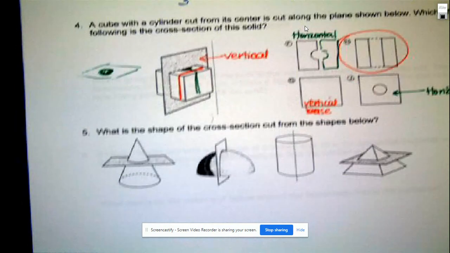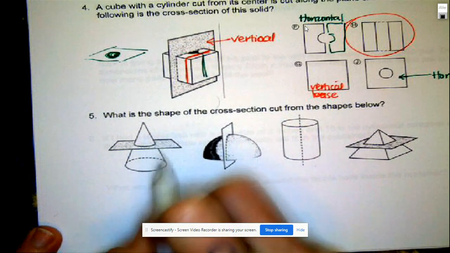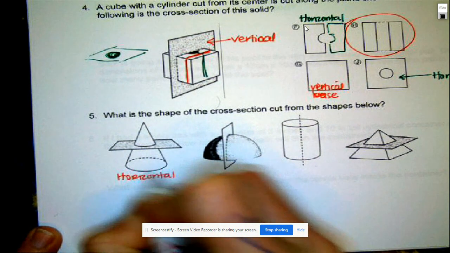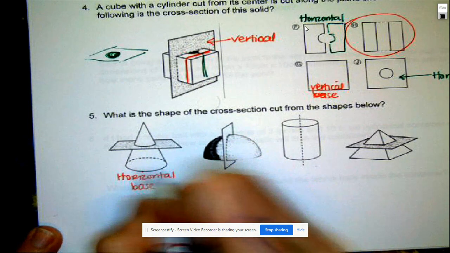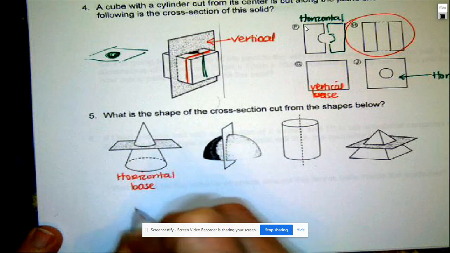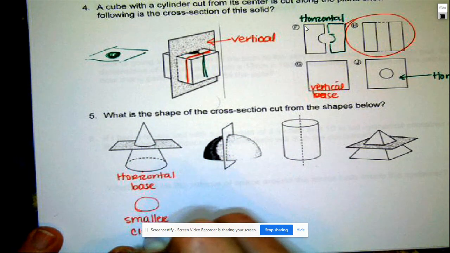All right, so down here, what shape is the cross section cut from the shapes below? So we have a cone, and this is horizontal to the base. Anytime it's horizontal to the base, it's going to be the same-ish size. In this case, it's a cone, so it just gets smaller. So it'd be a smaller circle, smaller relative to the base.